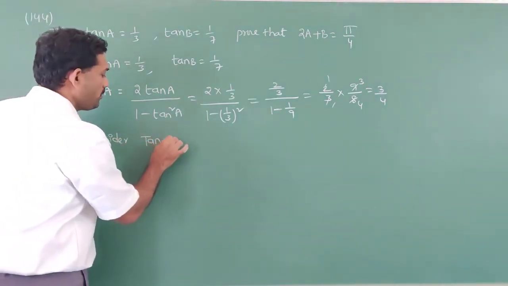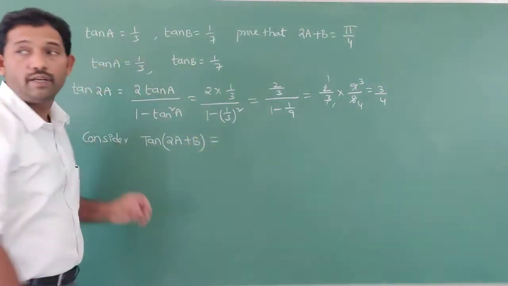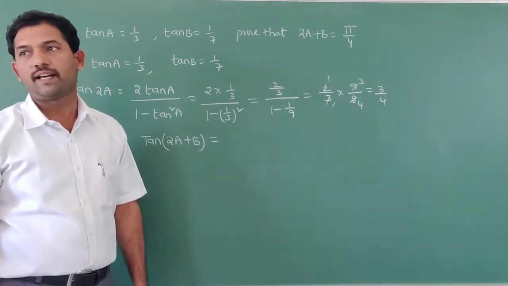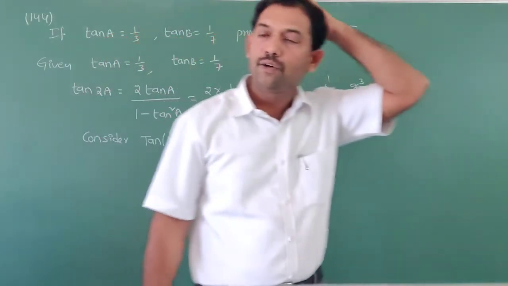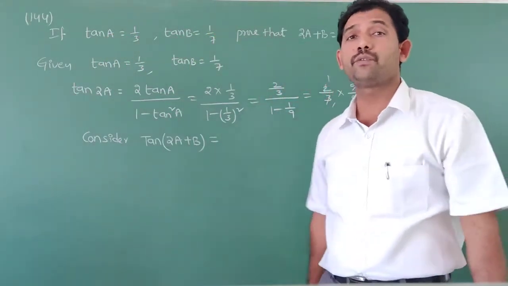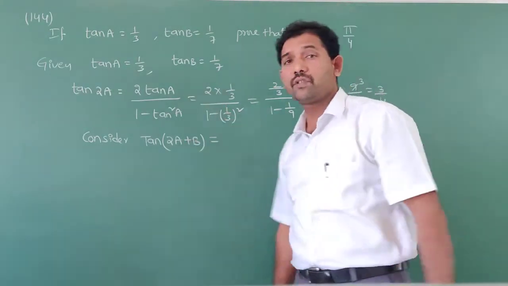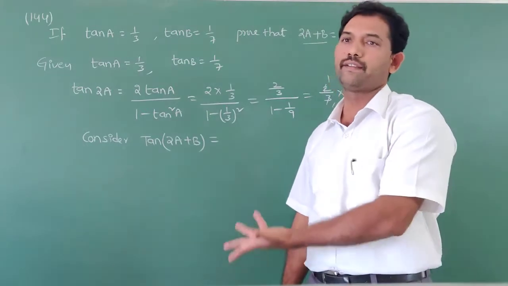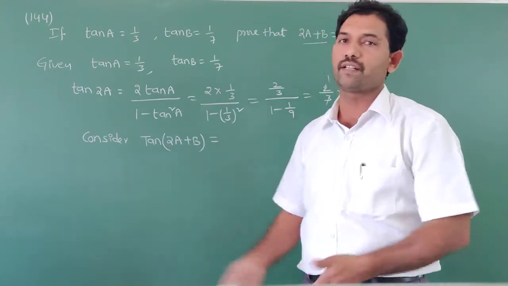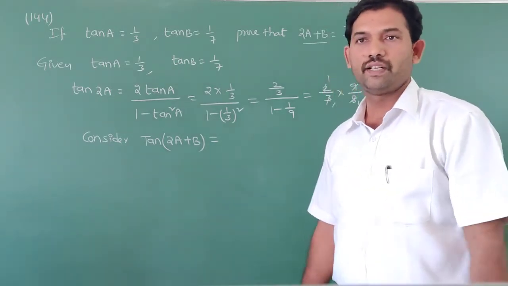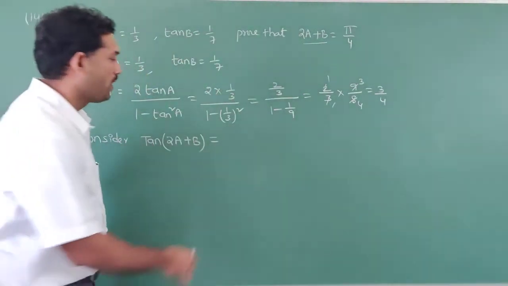After simplifying this, you consider tan of 2A plus B. You take only the LHS value, not the RHS value. Why are we taking tan of 2A plus B? This is given, so the data is also given in terms of tan. That's why I consider tan of 2A plus B. Suppose the data is given in terms of sin or cos, then I will consider sin or cos.